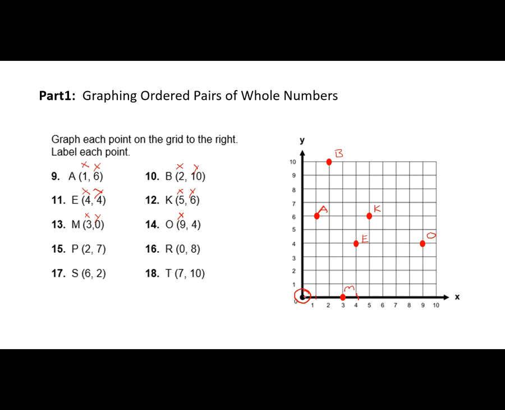Again, P. Start at the origin, head over 2 on the x-axis and 7 on the y-axis. This is the letter P, point P. Our x is 2, our y is 7.